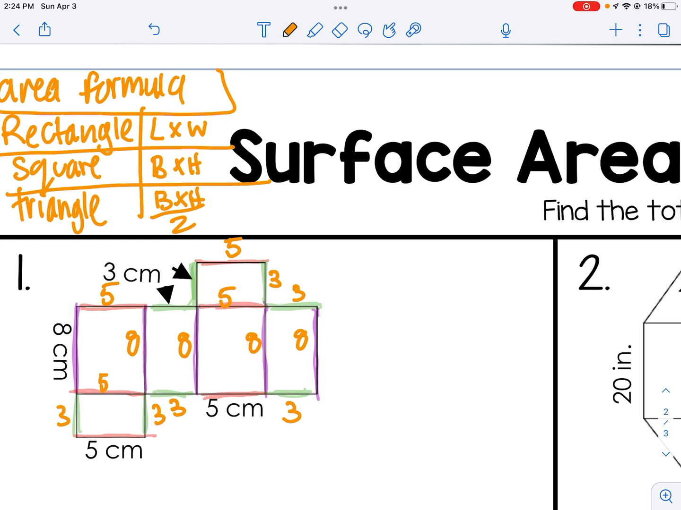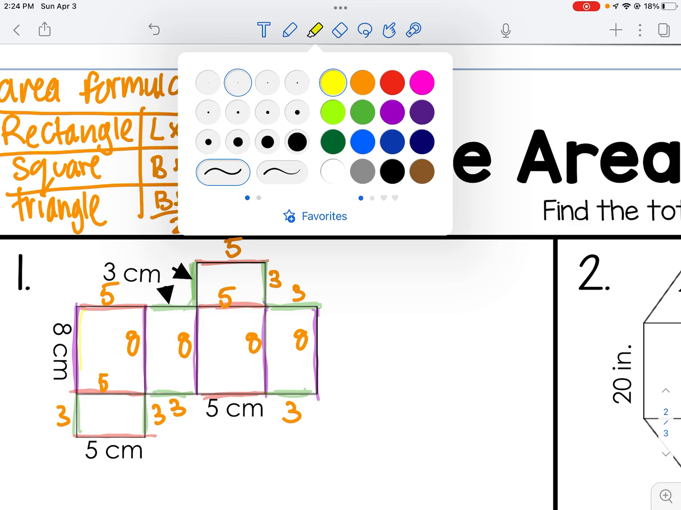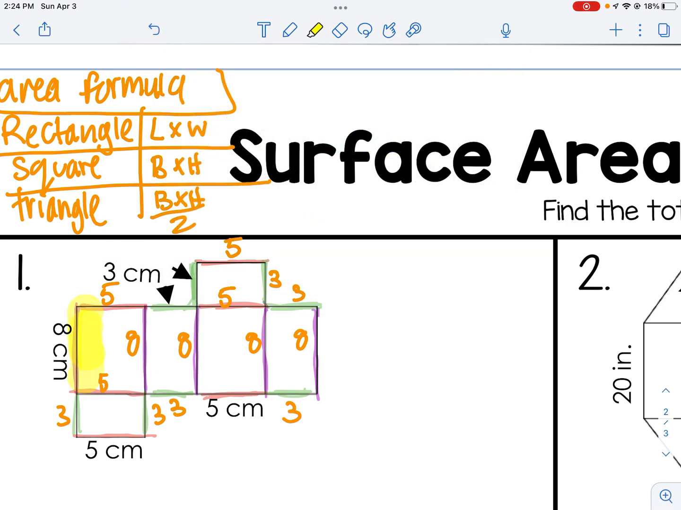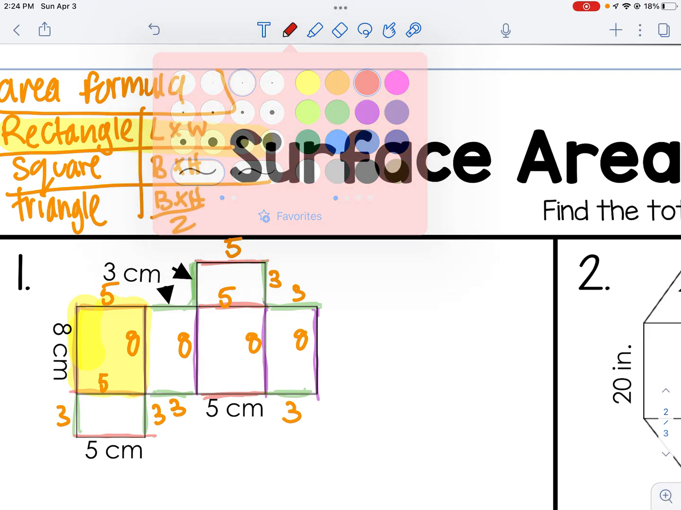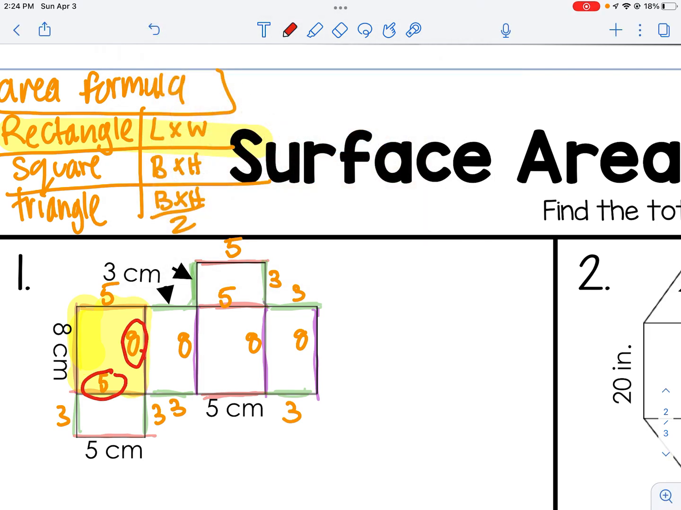Okay, now we just need to find the area of each shape, not the perimeter, so I'm not adding, I'm going to be multiplying or doing whatever the area formula is, okay? So let's start here. I got a rectangle. We got a rectangle here. And I know to find the area of a rectangle, I have to do length times width. So I'm going to be doing 5 times 8 to find the area of that highlighted yellow rectangle. And I know 5 times 8 is 40. So I'm going to write 40 big in here so that I remember that.